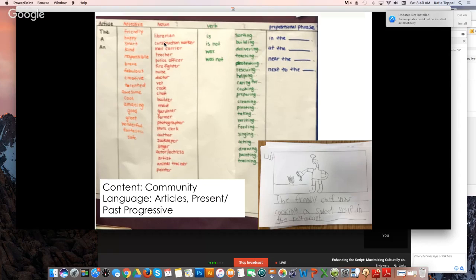An amazing builder is building a house near the school. So they're pairing that together, and then they're creating pages in a mini book. This particular student had parents that had just opened a restaurant. He was so proud of that. The friendly chef was cooking a sweet soup in the restaurant. Great sentence, and it also really helped me see what he was proud of from his family.